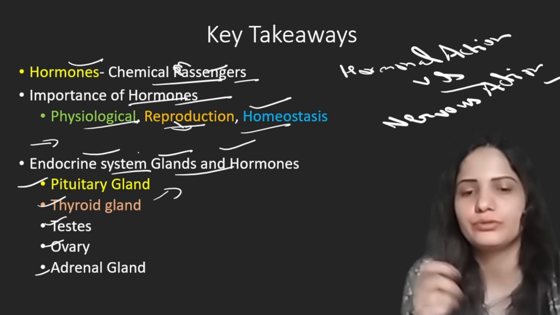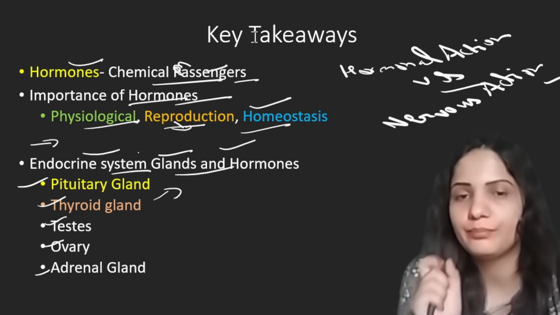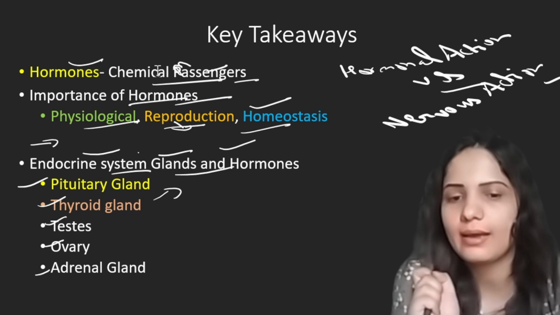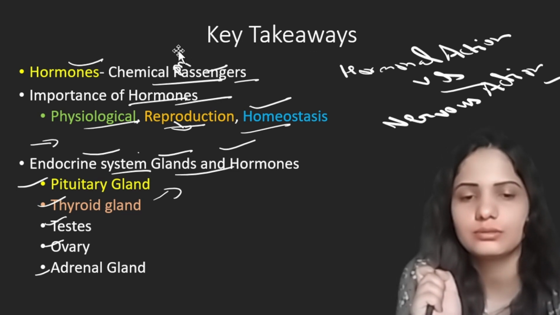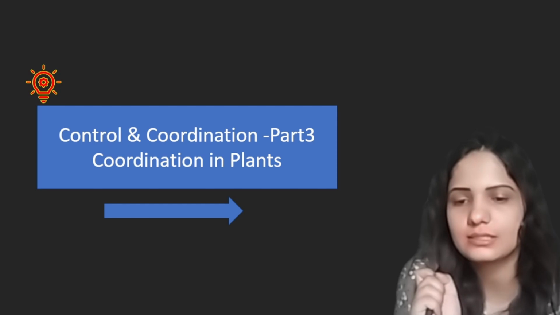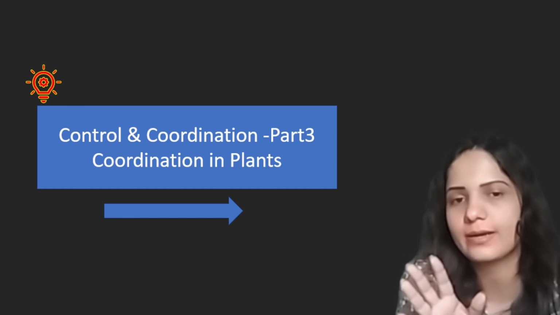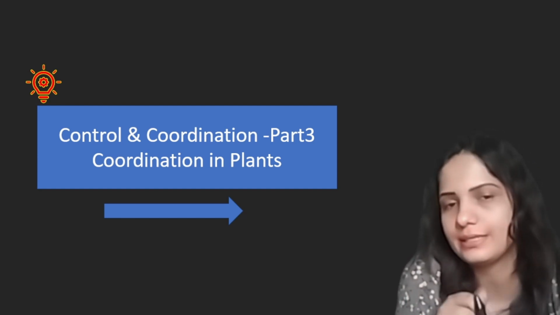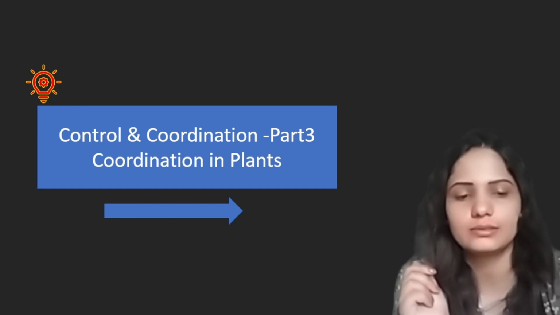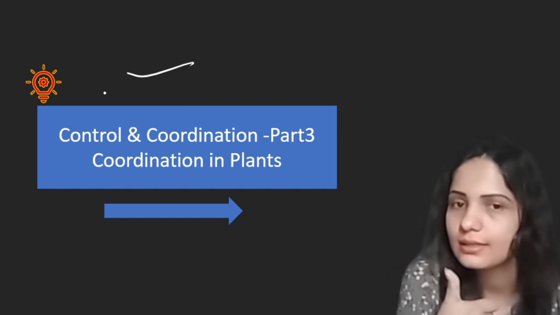So this is about today's lecture. Hope I made the important topics clear from your exam point of view. This is all about the endocrine system. Next we have control and coordination in plants. That is part 3 and the last part of this chapter. With this part we will complete the chapter. So all the best and thank you.